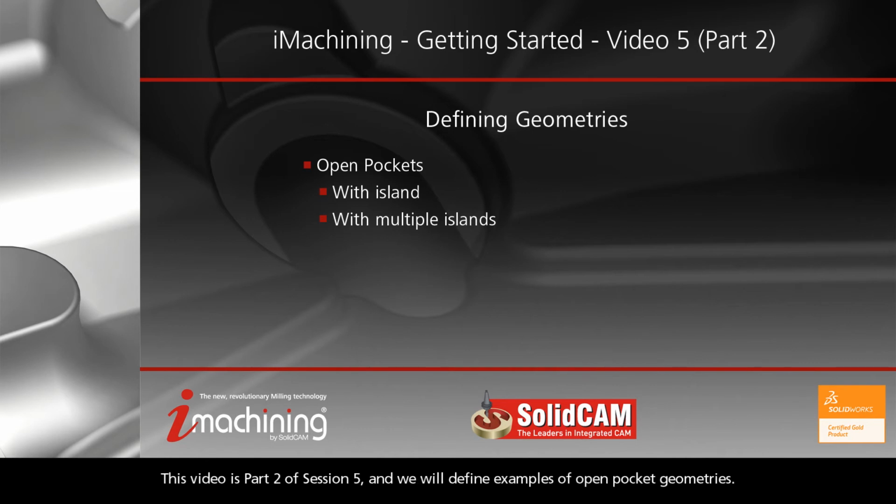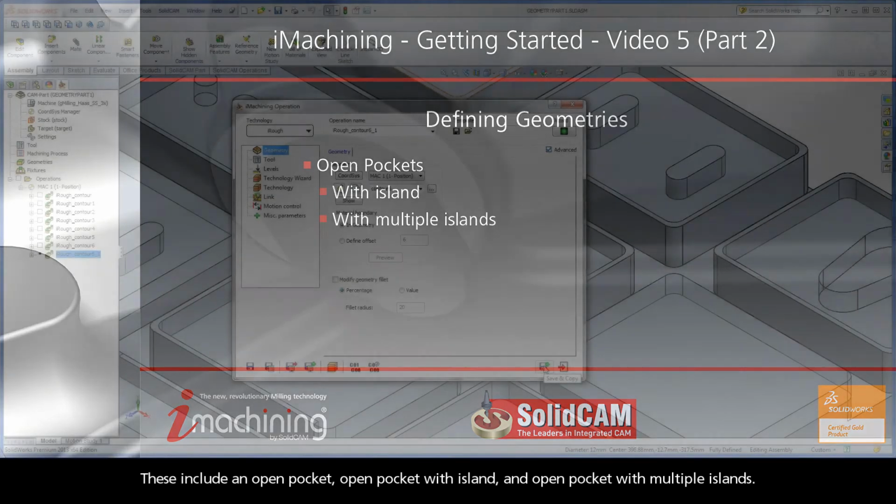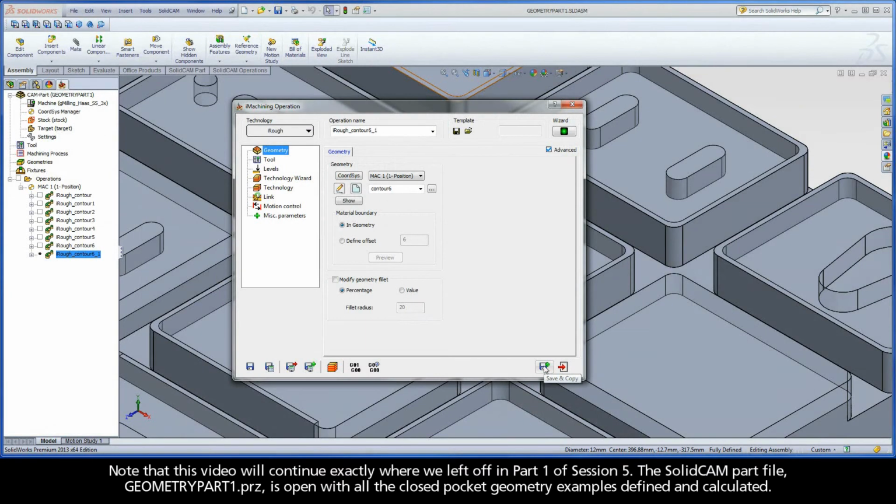This video is part 2 of session 5, and we will define examples of open pocket geometries. These include an open pocket with island, and open pocket with multiple islands. Note that this video will continue exactly where we left off in part 1 of session 5.